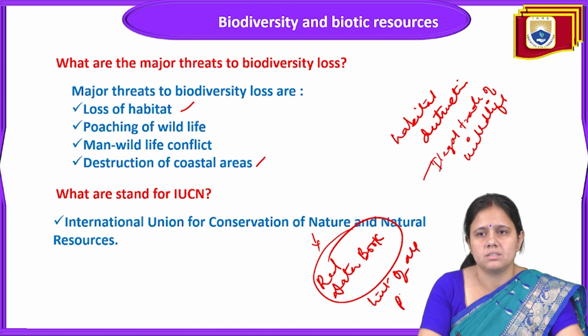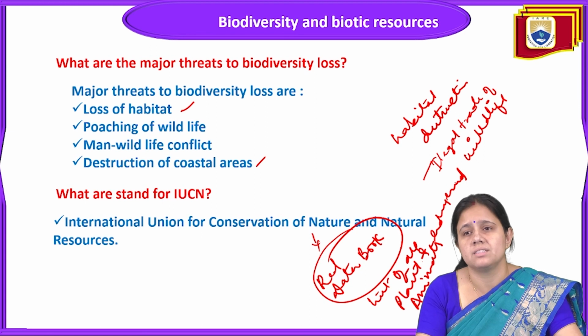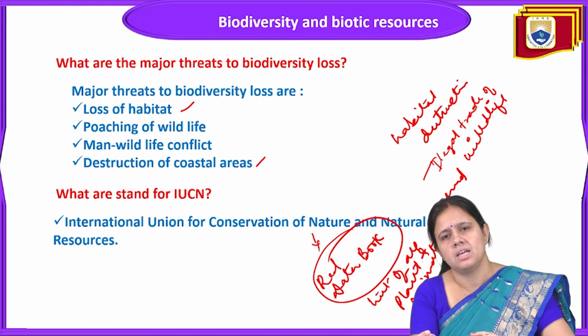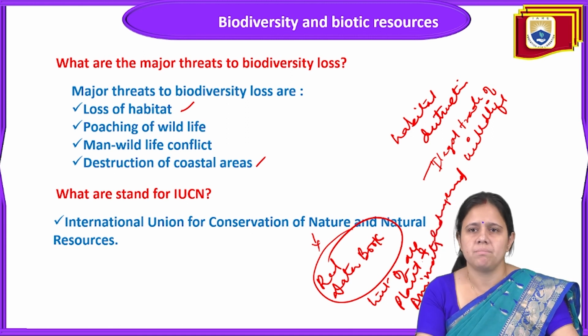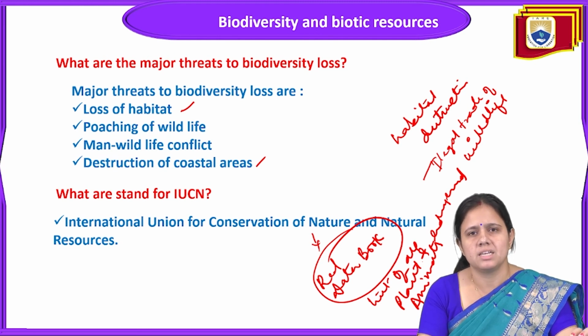of all plants and animals that are endangered, and which category they fall in, because they have made many categories, as I have already discussed. Like extinct, extinct in the wild, endangered, threatened. So with many categories, they are categorizing all the plants and animals available on the earth into the Red Data Book. That's why IUCN has given this Red Data Book.